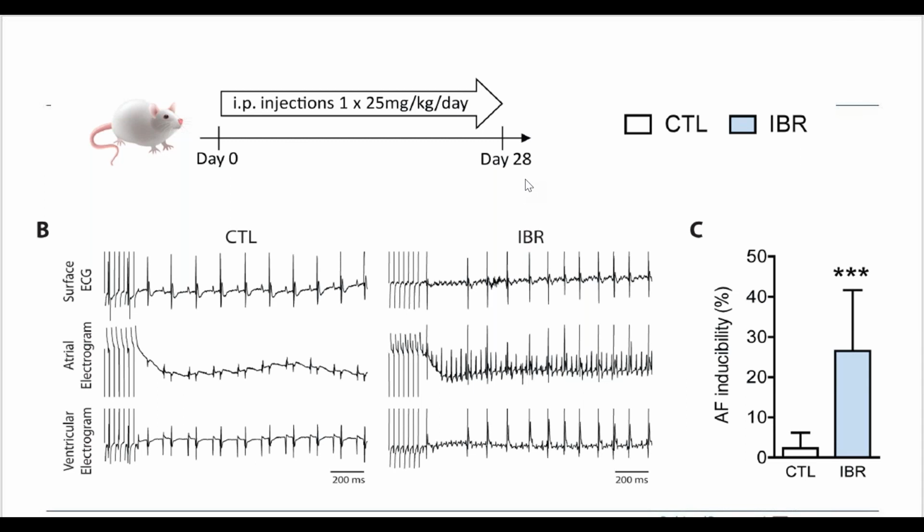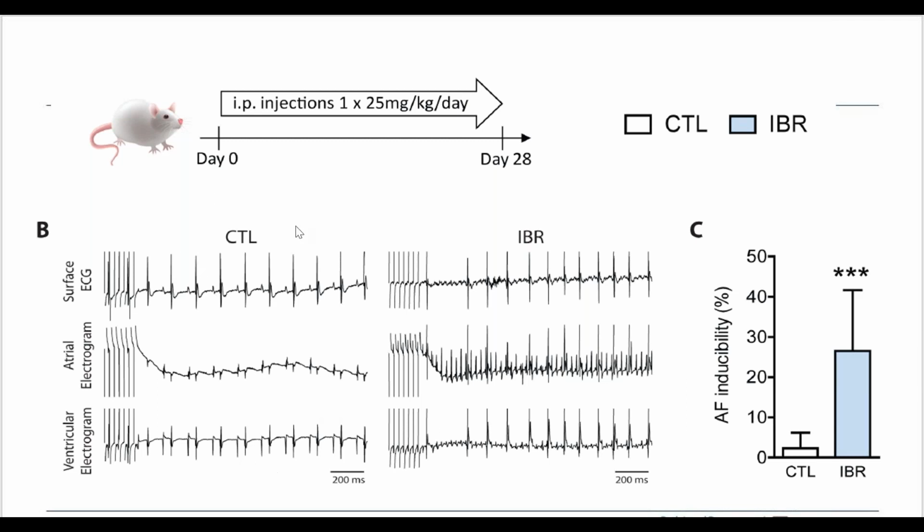So after 25 days, they took the mice, and they tested for AFib inducibility. The definition of atrial fibrillation that they used was a rapid heart rate, irregular atrial activity, and an irregular RR interval that lasted more than 1 second. So that was the definition of atrial fibrillation.